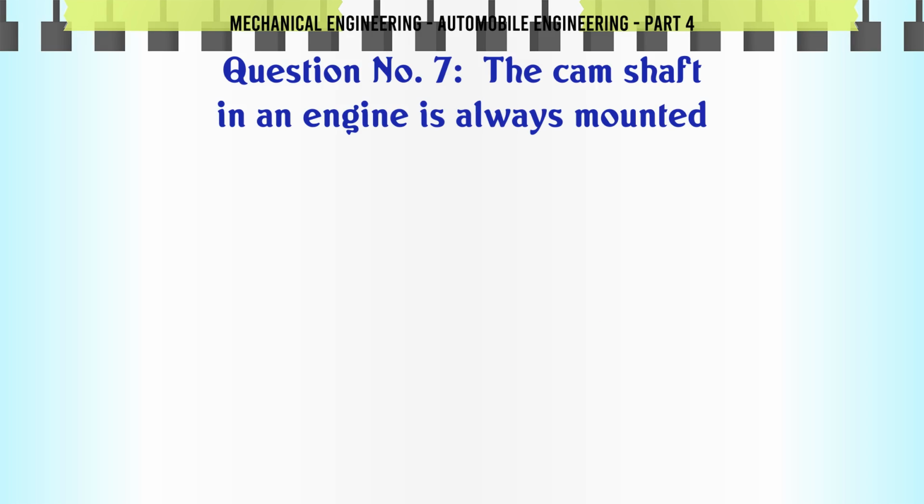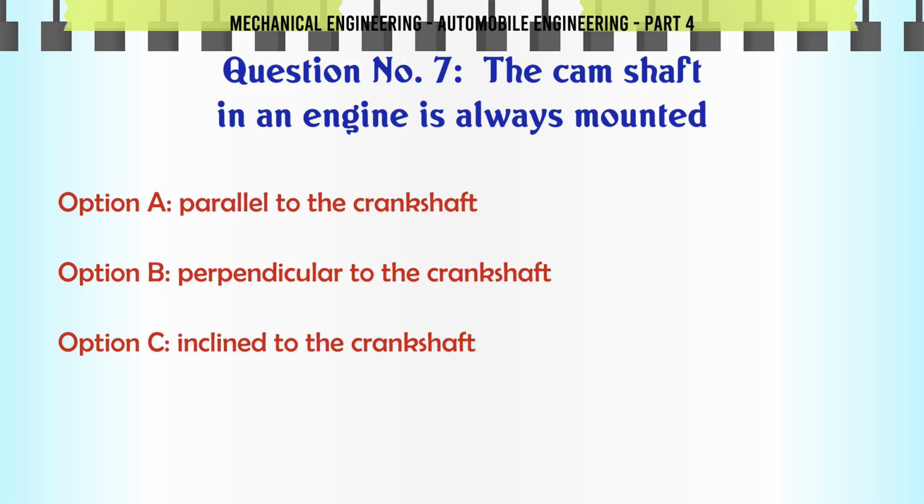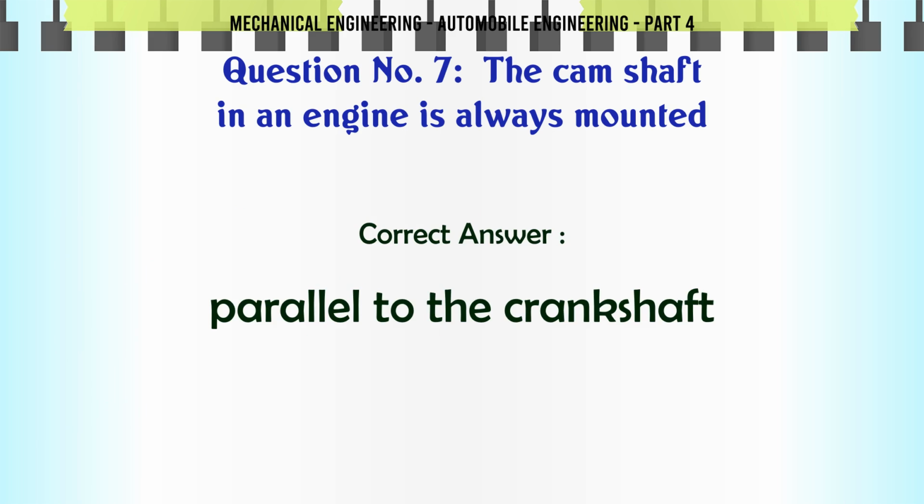The camshaft in an engine is always mounted A. parallel to the crankshaft. B. perpendicular to the crankshaft. C. inclined to the crankshaft. D. none of these. The correct answer is parallel to the crankshaft.